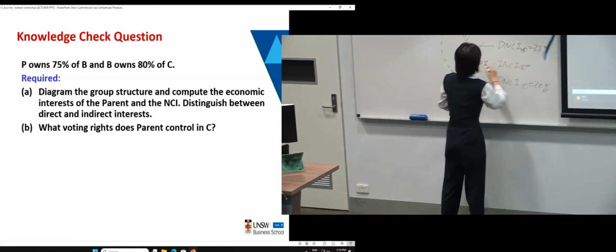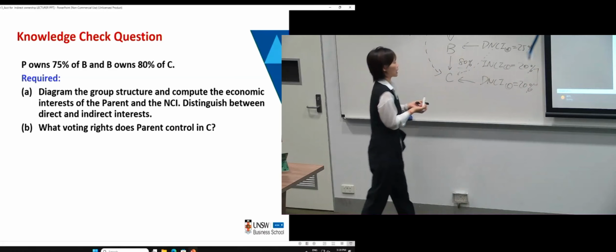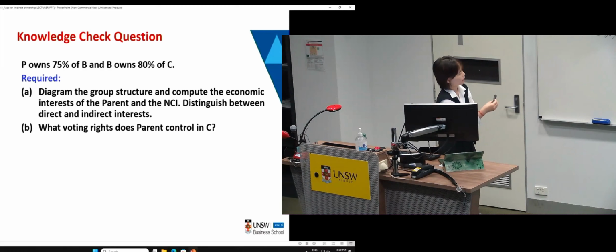So you can see the total NCI in C is 40%, right? Plus the parent's interest of 60%, you get 100%. Now if you look at B Limited, the parent's direct interest in B is 75%, NCI interest 25%. What total again? 100%. Okay. So we are done with the first part. Now, what about the second one?